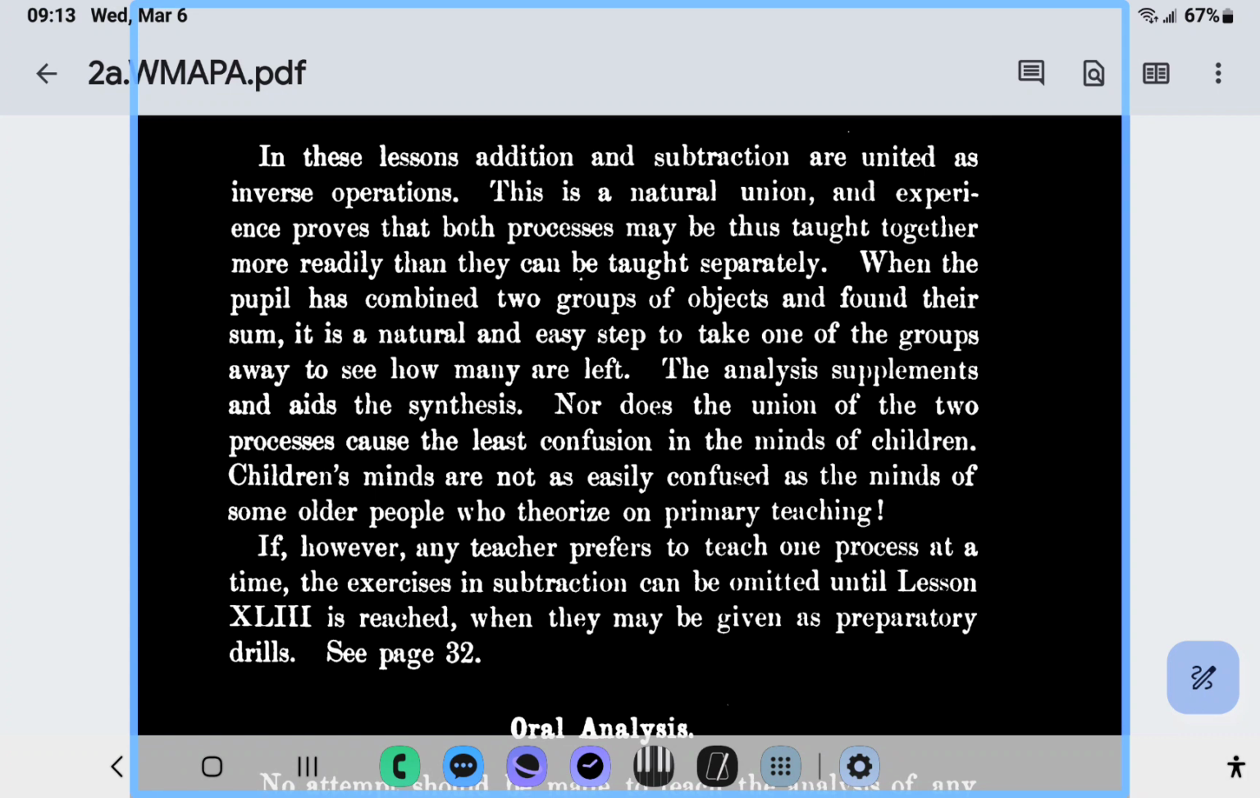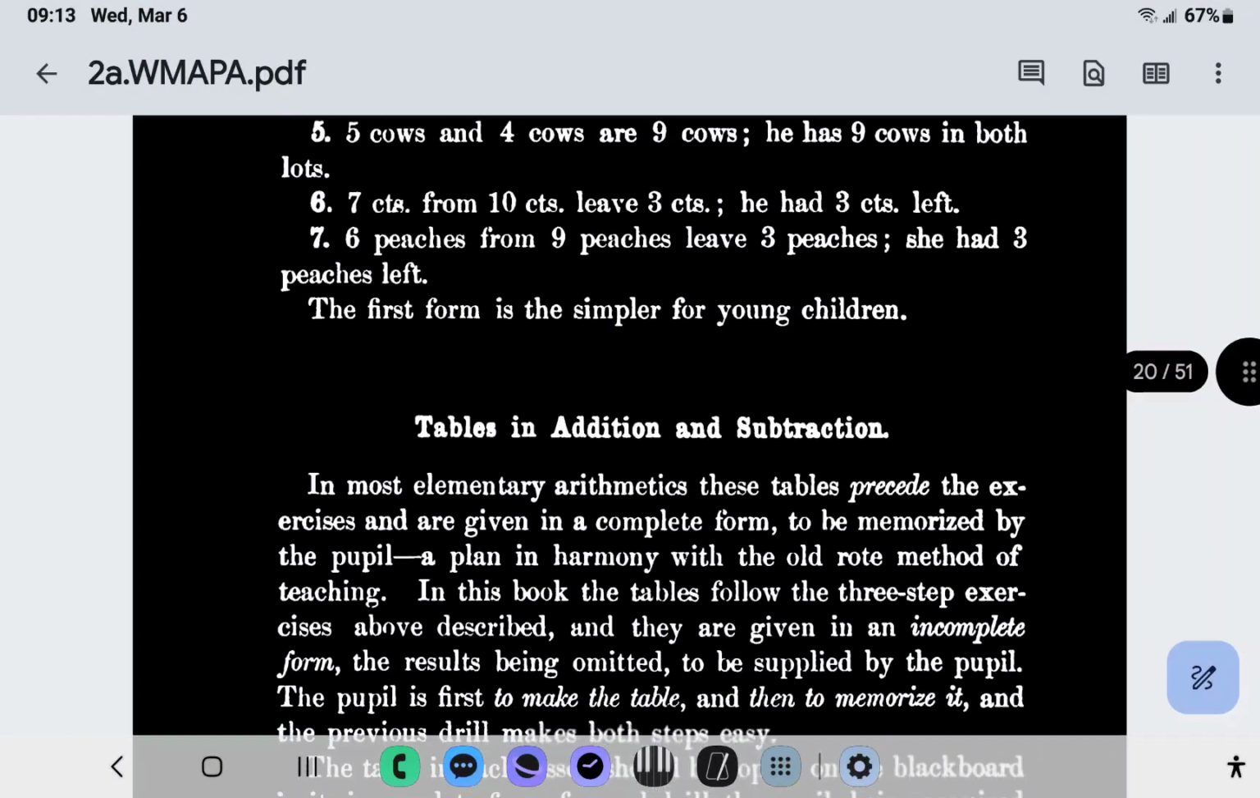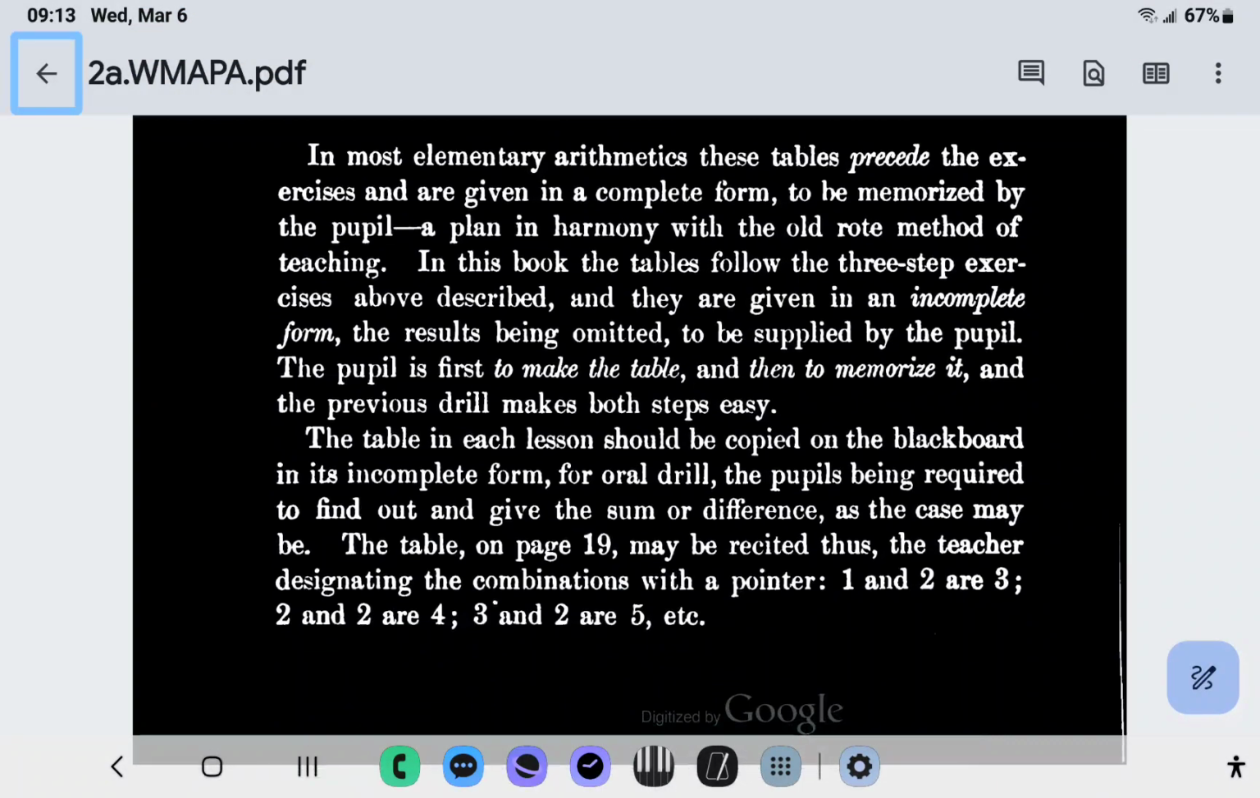Next page. Page. Move it down near the bottom because it's the back button.